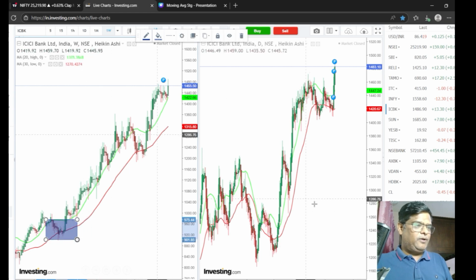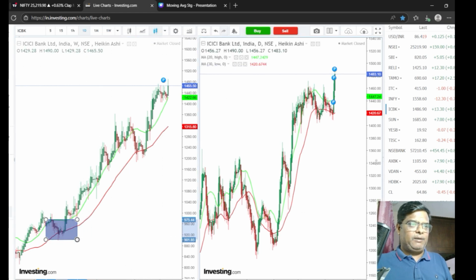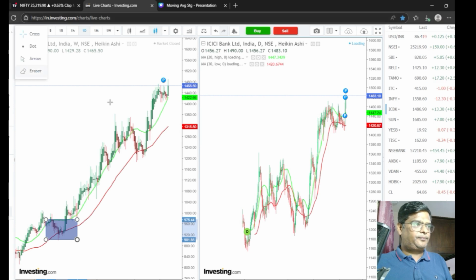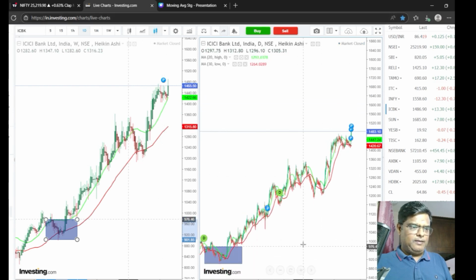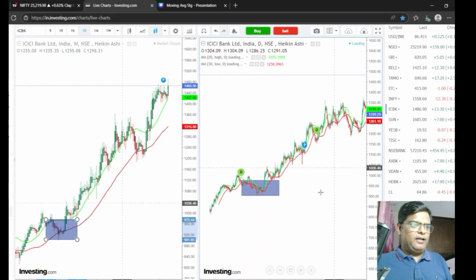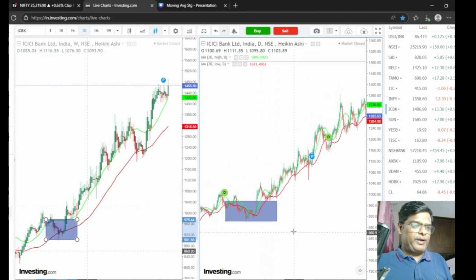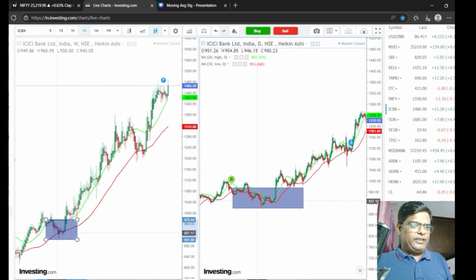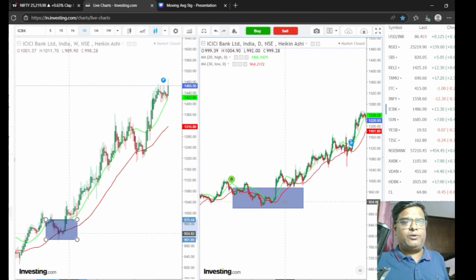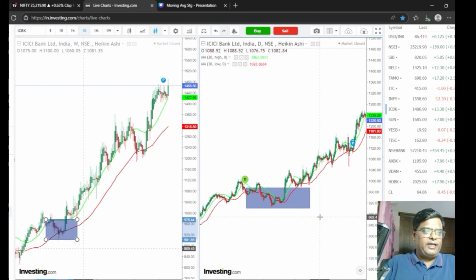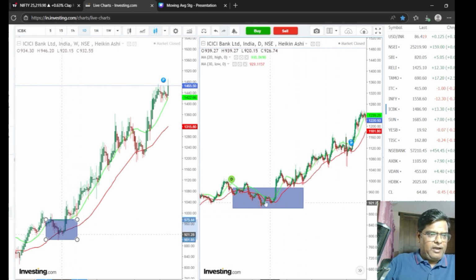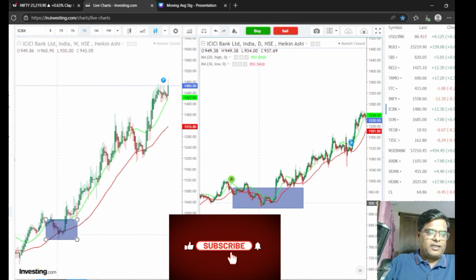This is my zone. So once the price comes into my zone, you can see here, once the price comes into my zone, it is in the buy zone. Yes, the demand and supply zones basically. Then I will not immediately enter the stock.